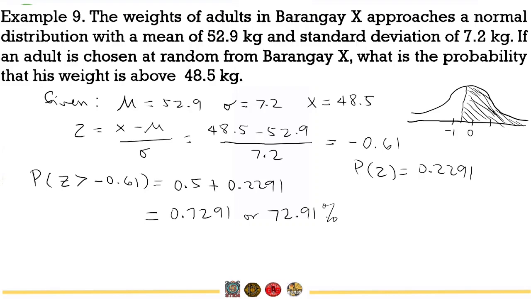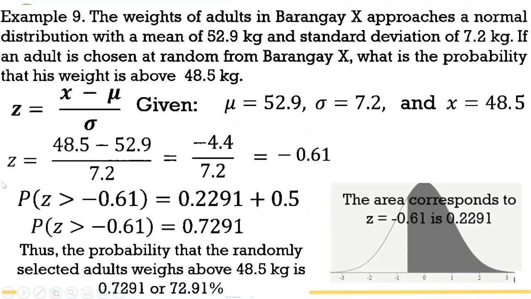So the probability that his weight is above 48.5 kilograms is 72.91%. So that is your conclusion. Thus, the probability that a randomly selected adult weighs above 48.5 kilograms is 0.7291 or 72.91%. Okay, next problem.